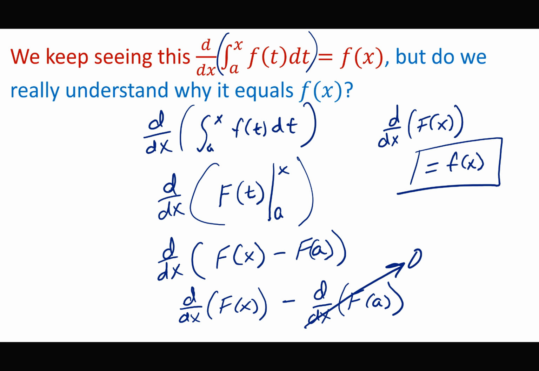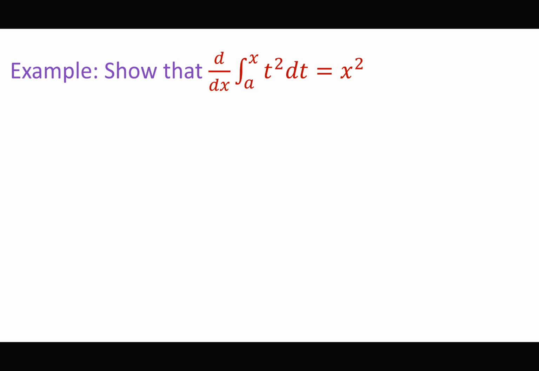So that's how the t changed to an x based on our bounds, and then we use what we'll officially call part 2 of the fundamental theorem of calculus to actually show this. But this idea of taking a derivative of an antiderivative kind of messes with your thinking a little bit to actually understand what's going on. Okay, so let's use that idea.